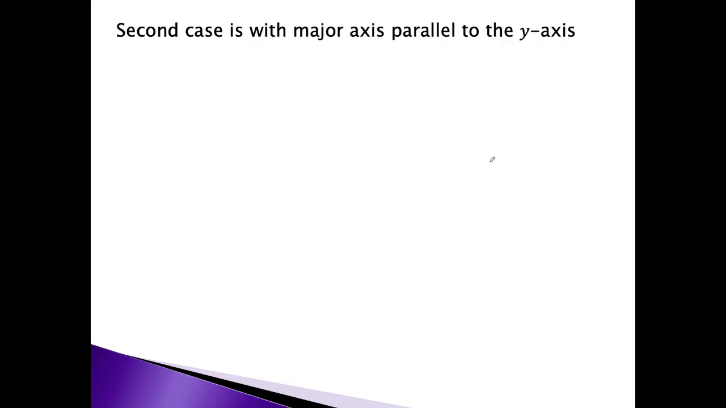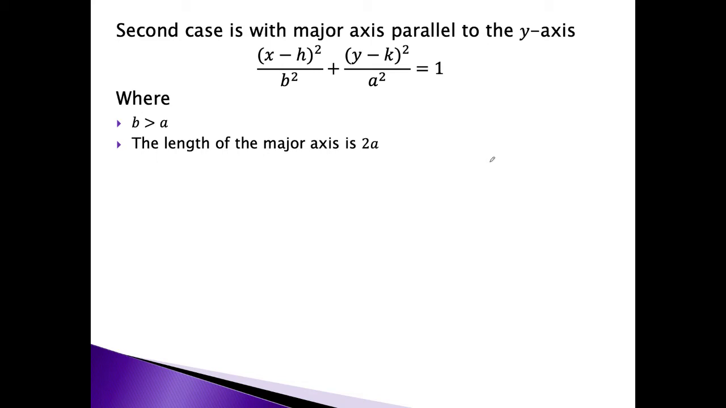If I'm parallel to the y-axis, our standard form is (x minus h) squared over b squared, and (y minus k) squared over a squared equals 1. So in this case, a squared is under the y, and a is greater than b. The length of our major axis is 2a. The coordinates of our vertices are h, comma, k plus or minus a. This time we're adding our a value to our k because we're moving our ellipse up and down.